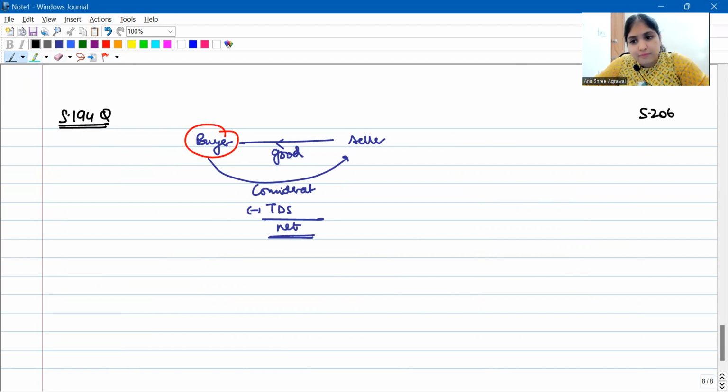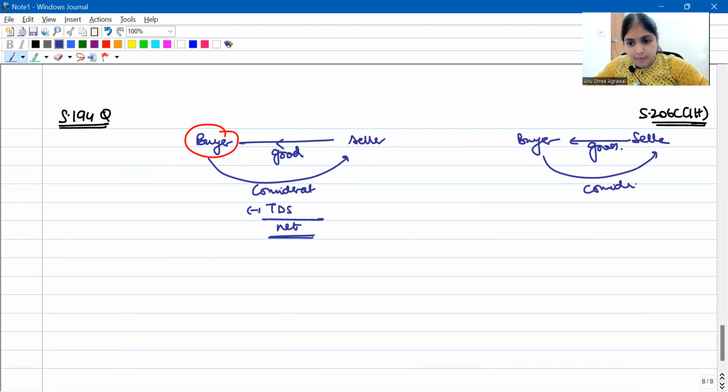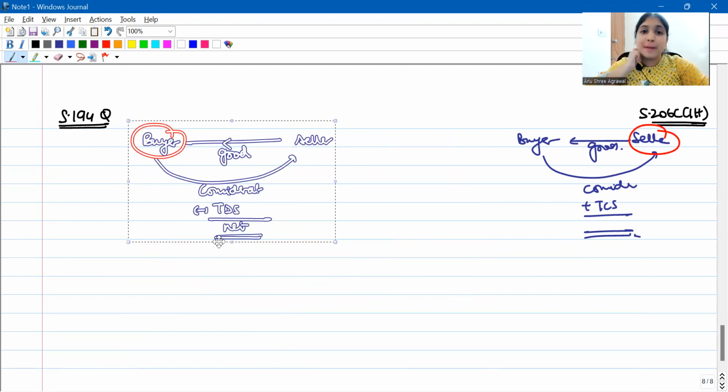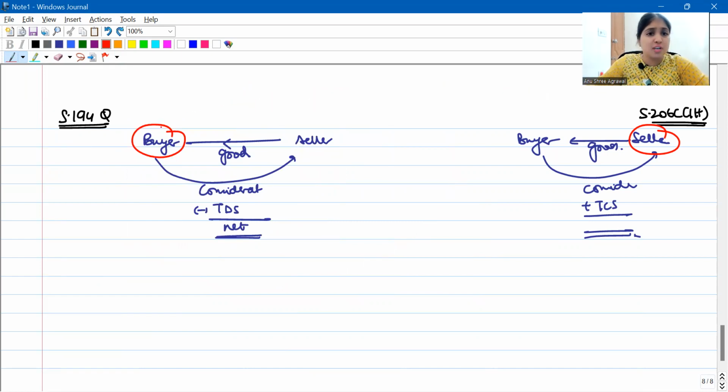In 206C1H, what do you do? In 206C1H also, here also you have the buyer and you have the seller. Here also the seller is selling goods to the buyer. Here, when the seller is collecting consideration from the buyer, along with the consideration, the seller will collect TCS also. So here in 206C1H the responsibility is on the seller, in 194Q the responsibility is on the buyer. 194Q is same as 206C1H, totally reversed, that's all. In 206C1H, the responsibility is on the seller to collect tax along with consideration. In 194Q, the responsibility is on the buyer to deduct tax and pay only the balance consideration.